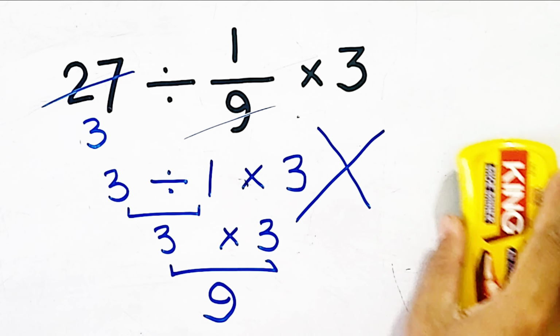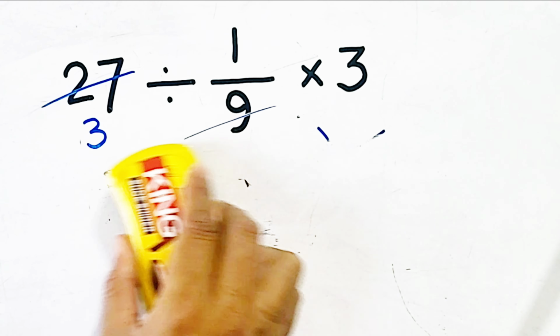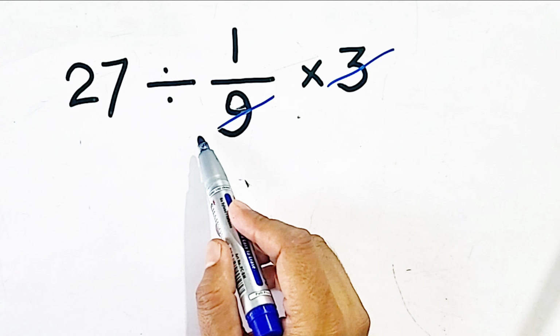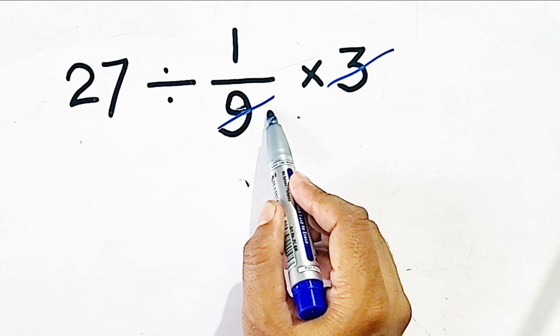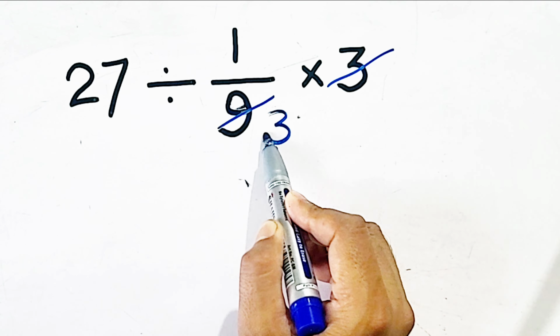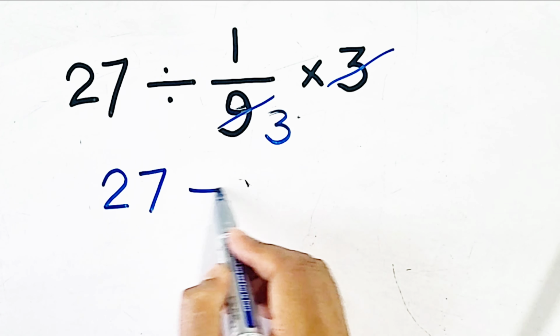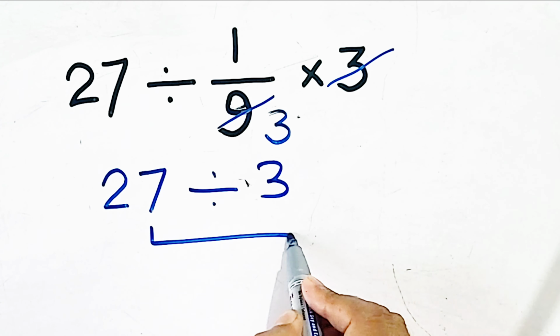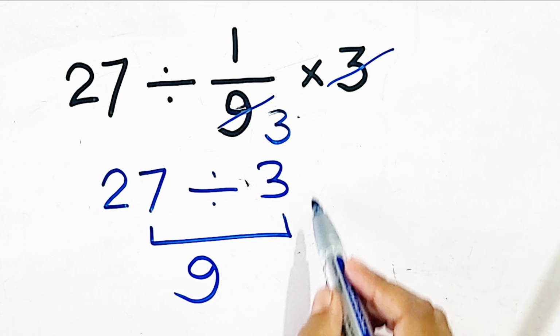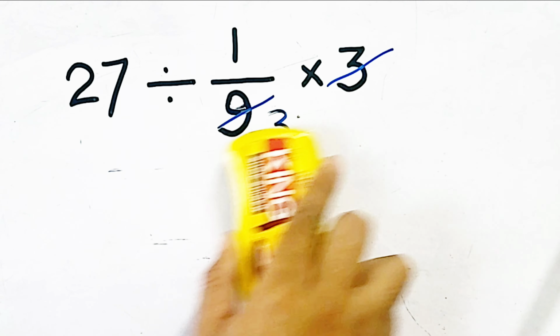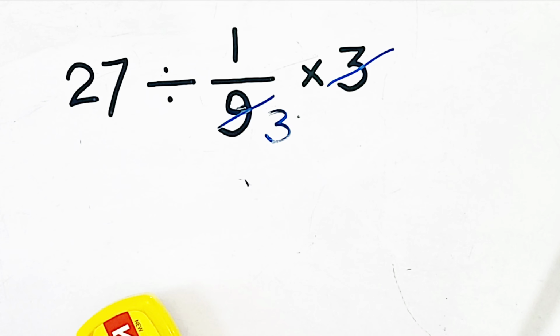So we have to solve the question again in the correct way. Now we can cancel 3 and 9 because they are being multiplied, and our answer in this case is 27 divided by 3. Again we will get 9, but I have told you that 9 is incorrect. So again remove this question and solve it according to the correct way.